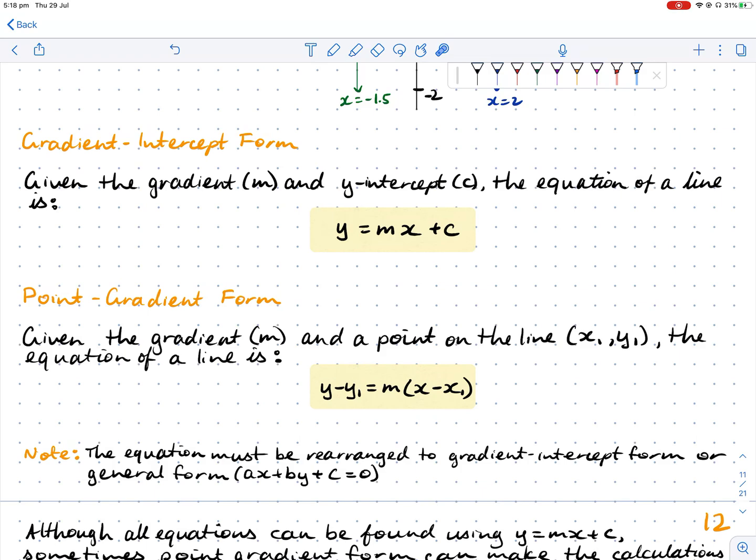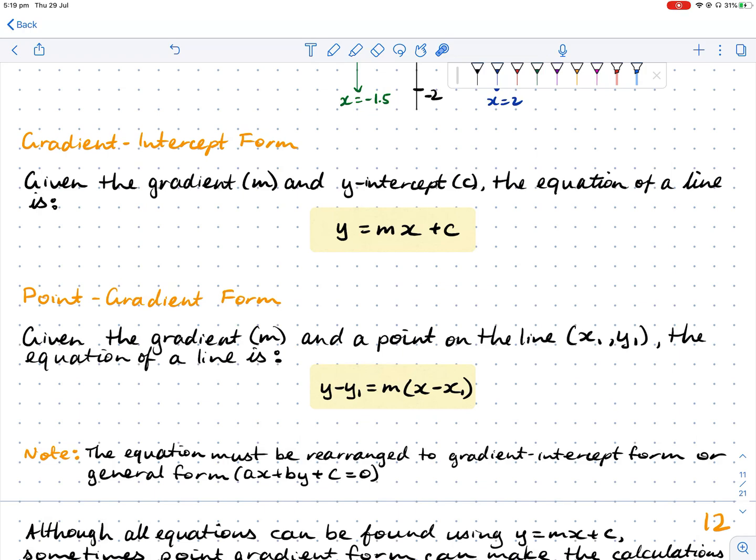And it's a little bit faster, a little bit easier. So given that gradient is m, and we give a point on the line the coordinates (x1, y1), then the equation of the line we can write as y - y1 = m(x - x1). So that's the point gradient form of a line. When we're working with point gradient though, we can't leave our answer like this after we've done our substitutions.